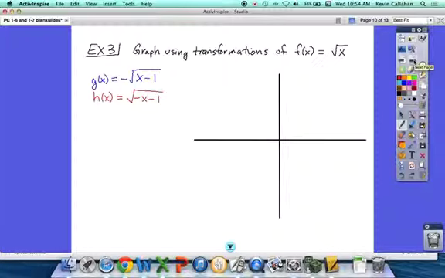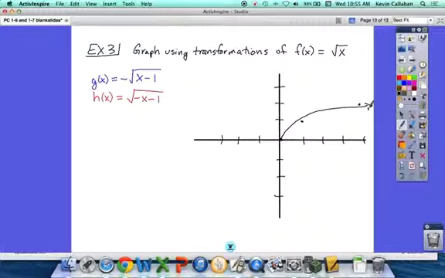Okay, so graph using the transformations of the absolute value of x. So meaning we're going to start here. Let me draw in a couple points. Right, so the absolute value of x would have points like this. There, 2, 4 would be there. So it looks like this. Something like that.